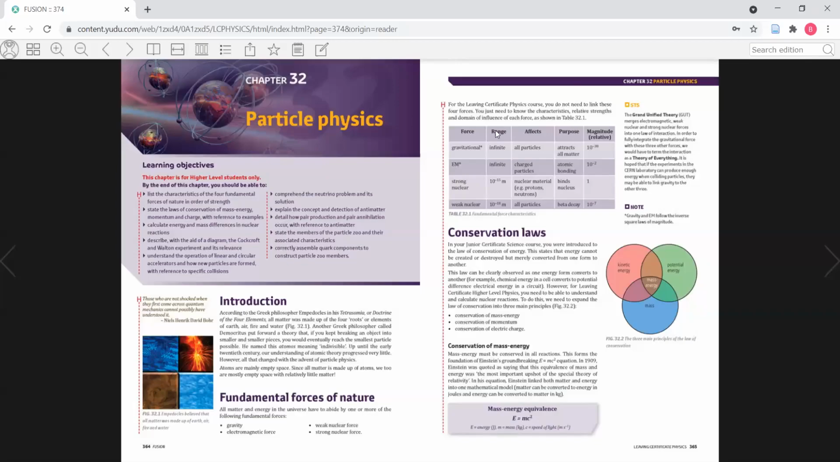Hi everyone, we're just looking through chapter 32 here on particle physics. Just to emphasize, chapter 31 on nuclear physics is obviously going to be a very important part of this chapter. So it might be worth looking back over that material before we carry on.